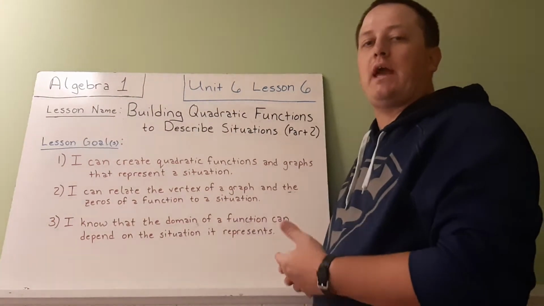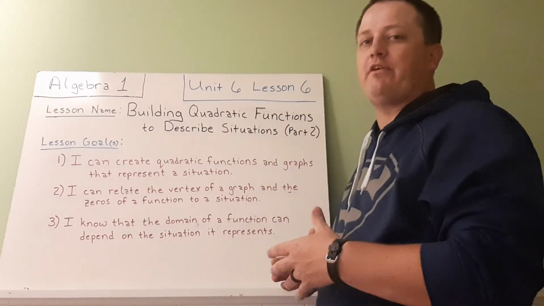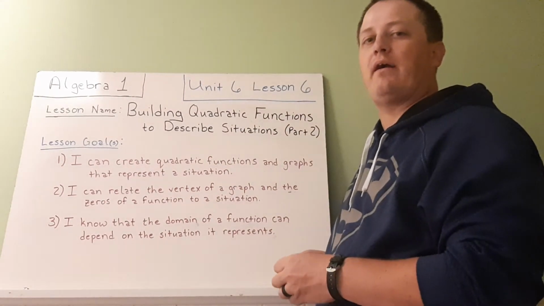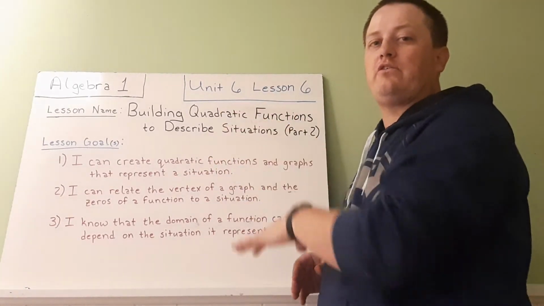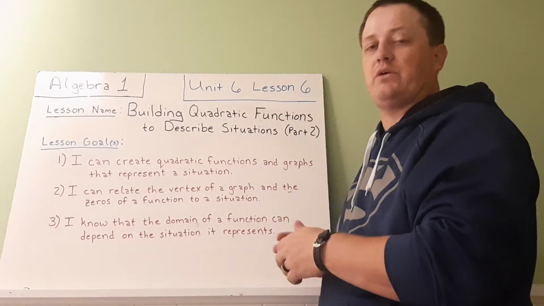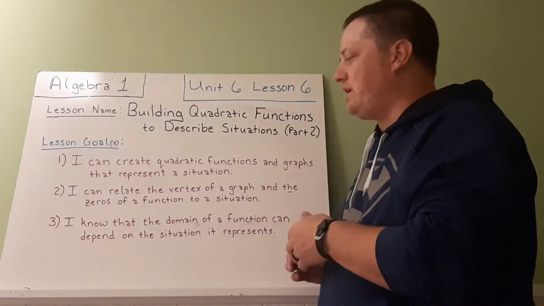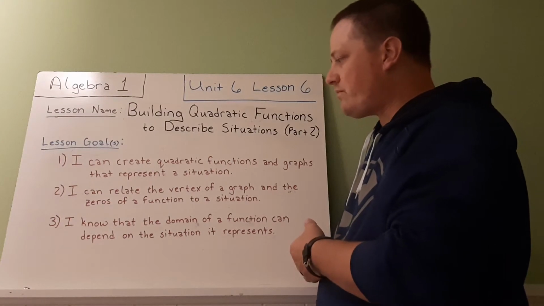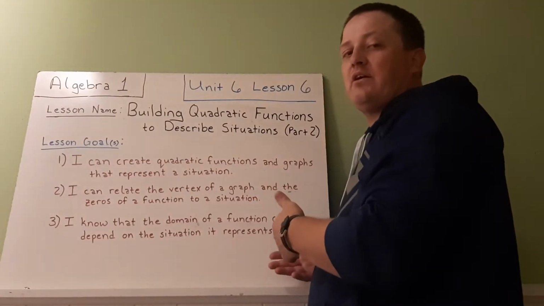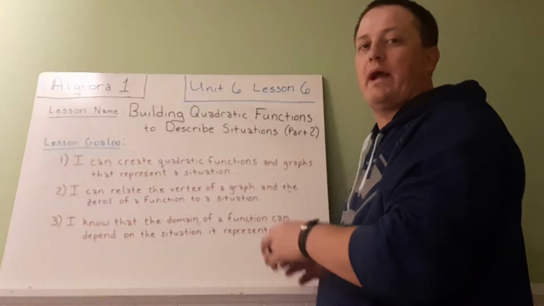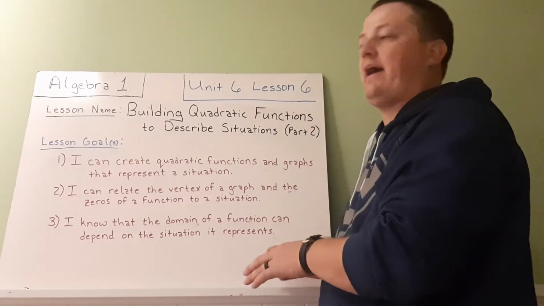So when we look at graphs and functions, we will have two very important parts. The vertex, or the place where a graph starts decreasing and then switches to increasing, or vice versa, where it's increasing and then switches to decreasing. And we also have our zeros, which are any place where the graph hits the x-axis.